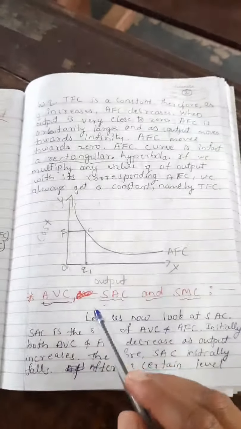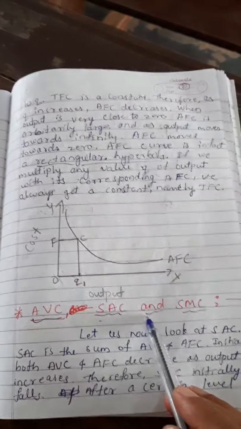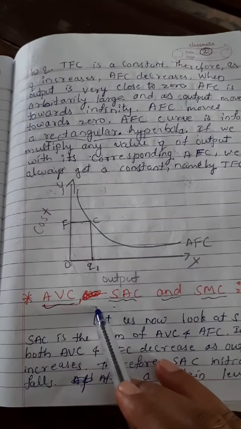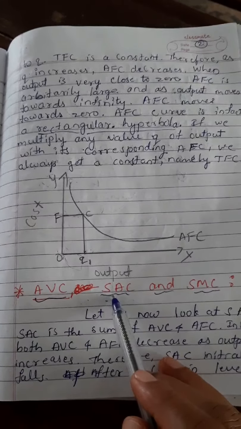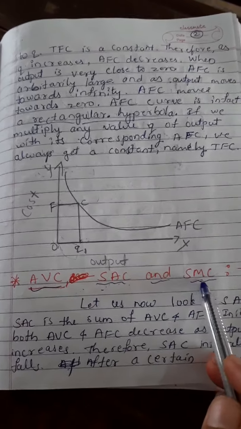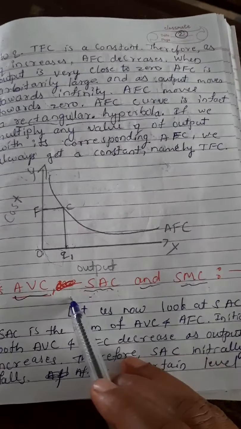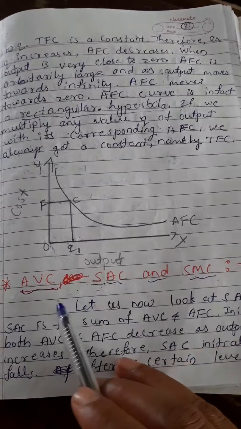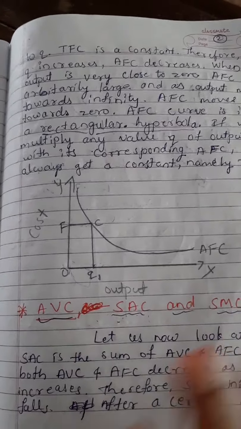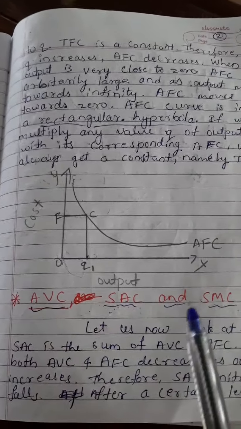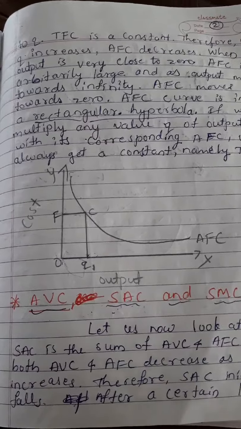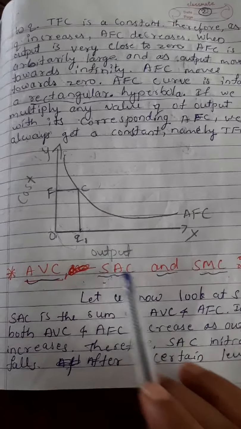Next, another one: AVC, SAC and SMC. AVC means average variable cost, SAC means short run average cost, and SMC means short run marginal cost. We know that the AC and MC curve shapes are U shaped, and the AVC curve is also U shaped. If you look at the table and plot the numbers on a curve, you will get the same shapes. There is no change in the shapes. It will be a U shape.